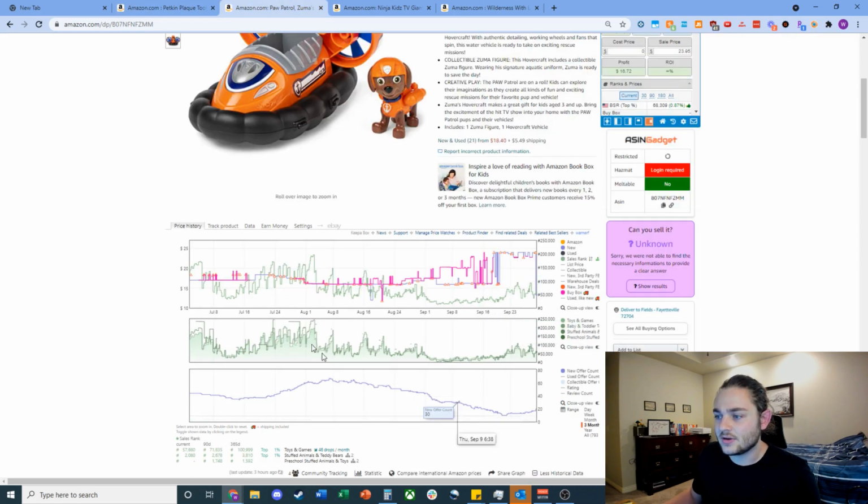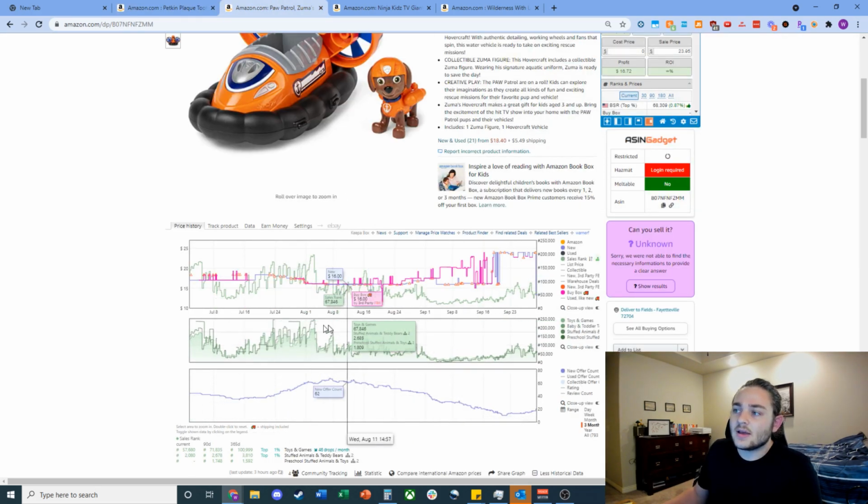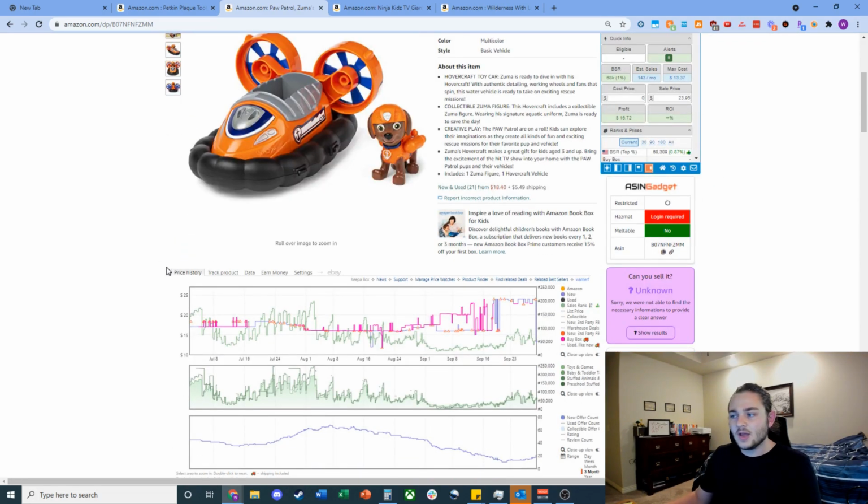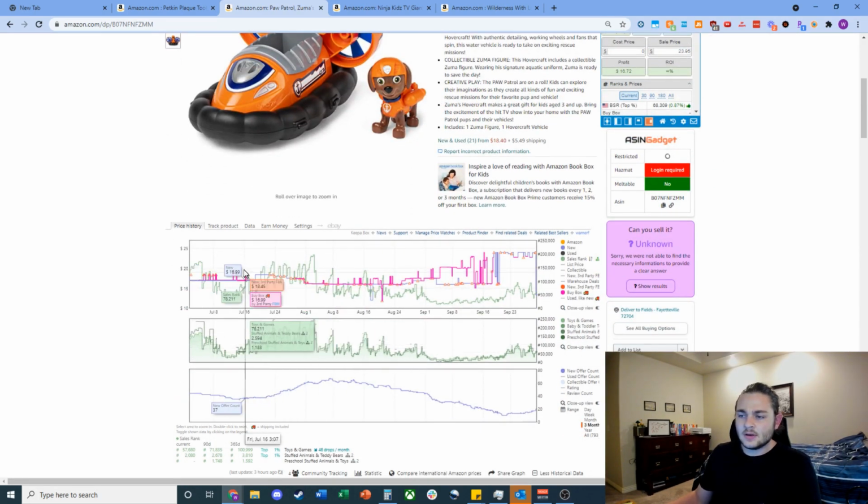So this next listing I wanted to go ahead and look at here was a Walmart clearance item. I think I sold this one. I picked up a couple of these on clearance. And this is one I actually made a mistake on here. So I believe I bought these in August, early August, maybe late July here. So this is probably what it looked like.